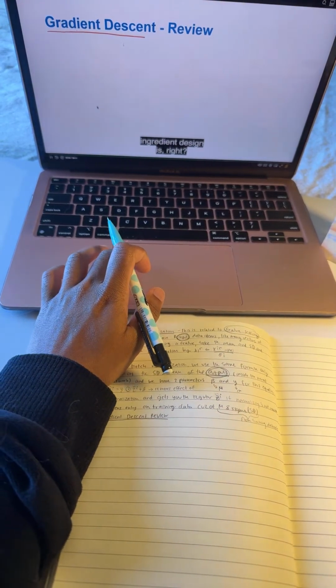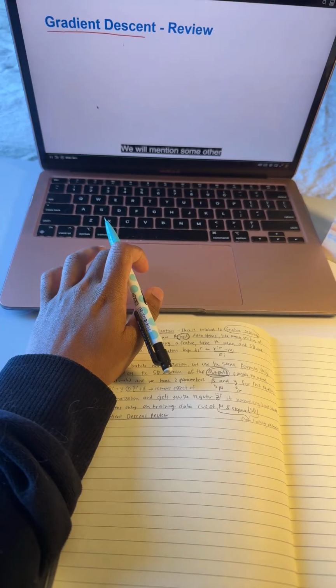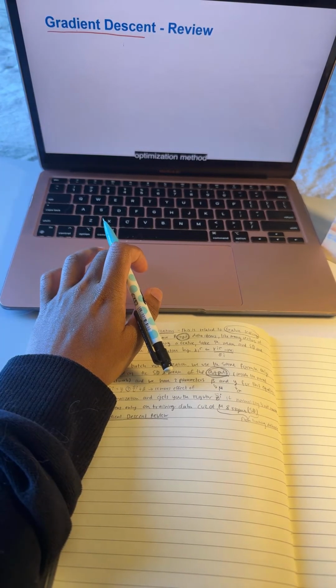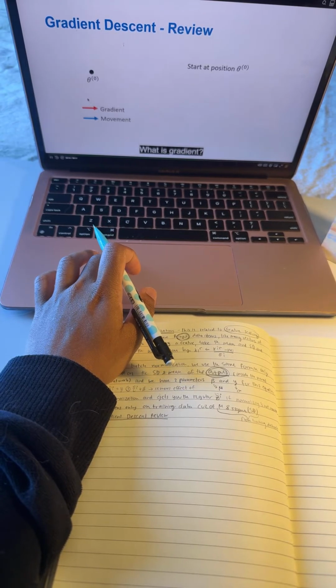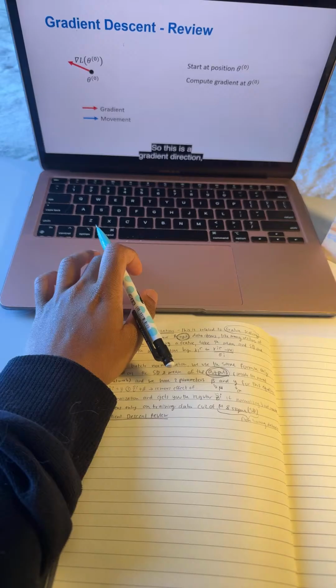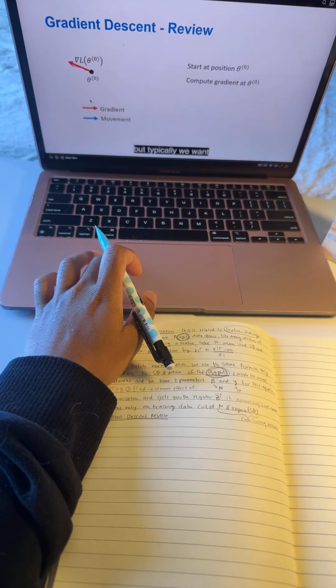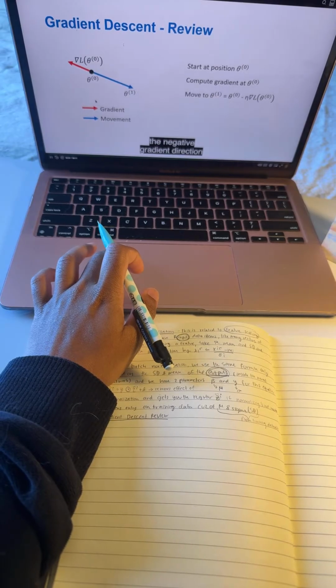Stochastic gradient descent it is, right? We will mention some other optimization methods based on the gradient descent method. So what is gradient descent? Suppose this is the parameter values we are starting with, and we will compute the gradient. Suppose this is the gradient direction, but typically we want to minimize the loss function, so we will follow the negative gradient direction.